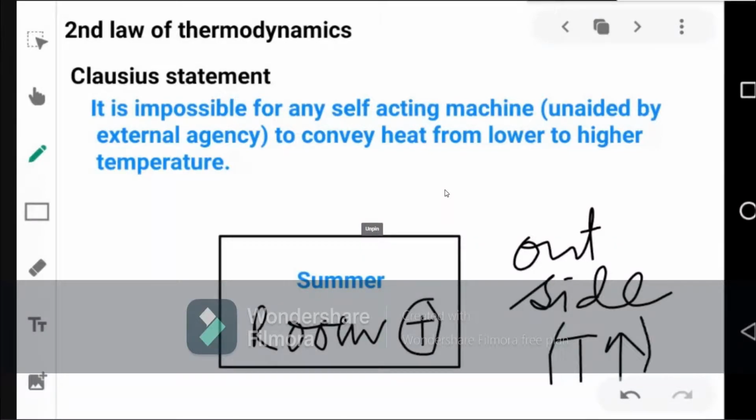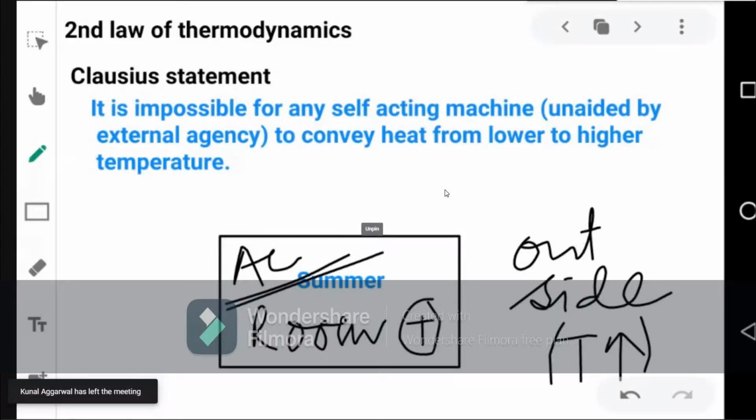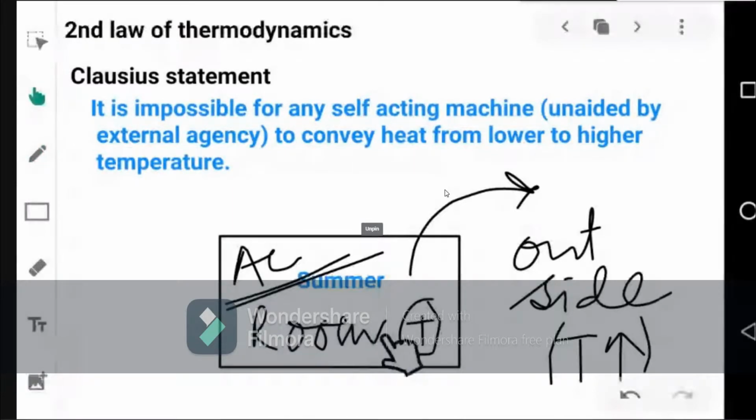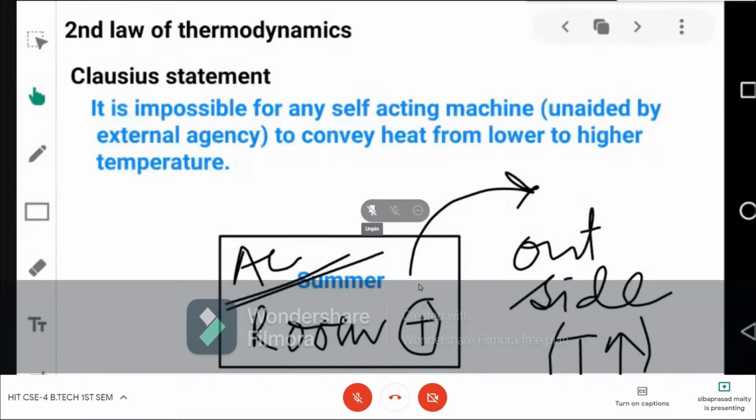Okay. Now suppose you have switched on your AC. In which direction does heat flow? From the room inside to outside. Room to outside means lower to higher or higher to lower? Lower to higher.